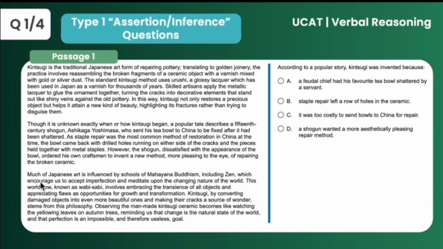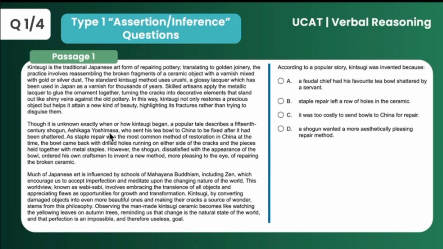So right, we've got kintsugi is the traditional Japanese art form of repairing pottery. Translation to golden joinery involves reassembling broken fragments of ceramic object with a varnish mixed with gold, silver. Urushi, a glassy lacquer used in Japan, varnished for thousands of years. Skilled artisans apply metallic lacquer to glue ornament together, turning cracks into decorative elements. Start out like shiny veins. Old pottery not only restores a precious object, but helps it attain a new kind of beauty.